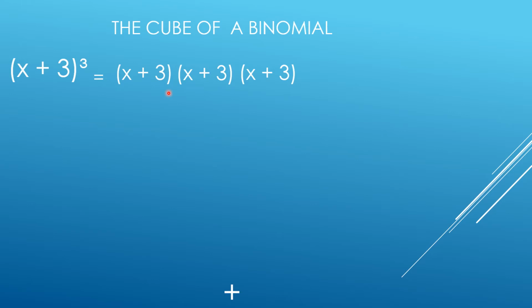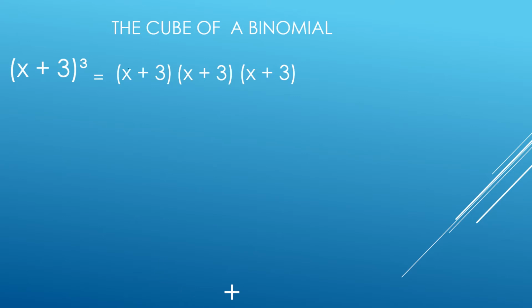Now what we're going to do is, first, use the distributive property in order to get the product of this. And then after that, we are going to find the pattern on how we can get the cube of a binomial easily. Okay, so let's do the distributive property first.